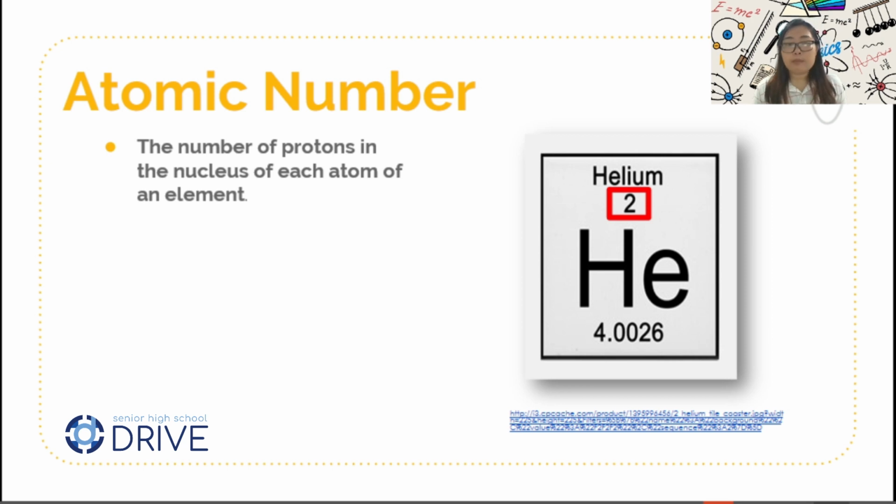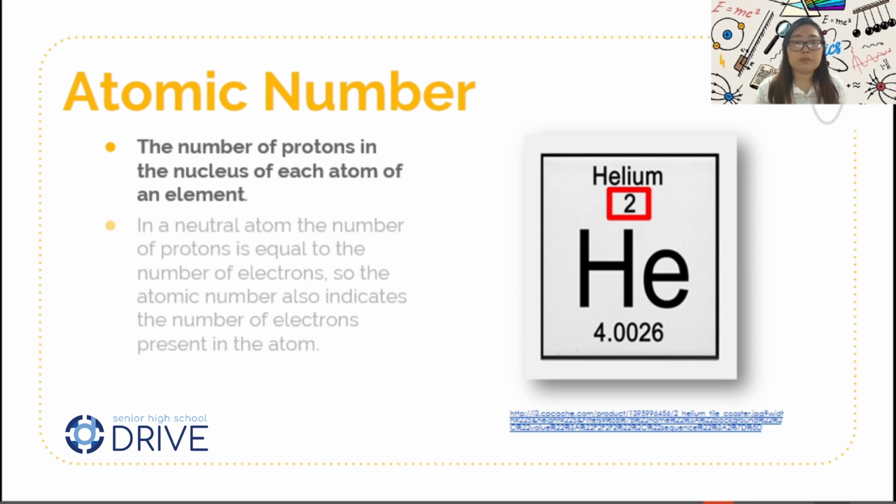So let's say, for example, we have helium here. Helium has 2 protons because the atomic number of helium is 2. In a neutral atom, the number of protons is equal to the number of electrons. So the atomic number also indicates the number of electrons present in the atom. Now, when we say that the atom is a neutral atom, meaning that there is no net charge, or the charge is 0. Okay? When the charge of the atom is 0, then that means that the number of protons and the number of electrons is equal.